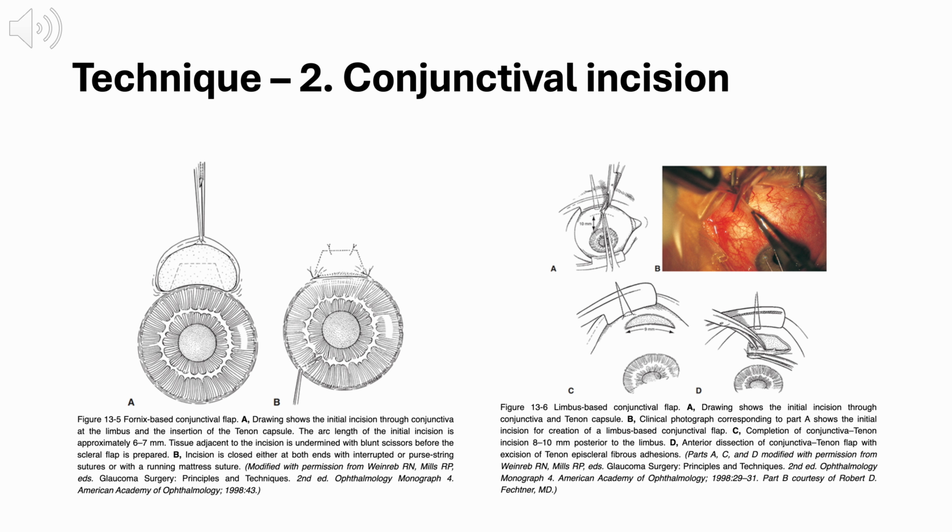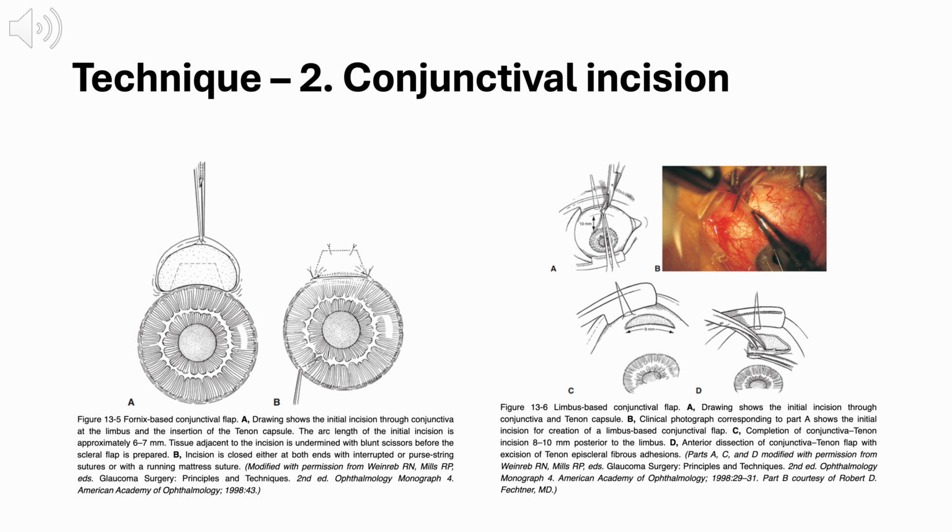These illustrations reinforce the practical differences between the two conjunctival approaches. On the left, the fornix-based flap shows how the incision hugs the limbus, giving immediate access to the surgical field and allowing wide exposure once the tissue is reflected. On the right, the limbus-based design places the incision farther back, requiring more dissection but offering a more secure closure and often a more diffuse bleb postoperatively.